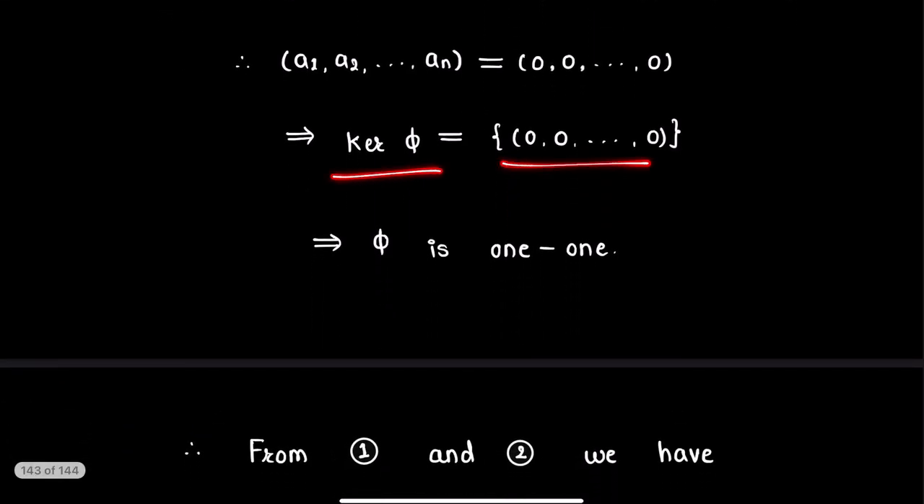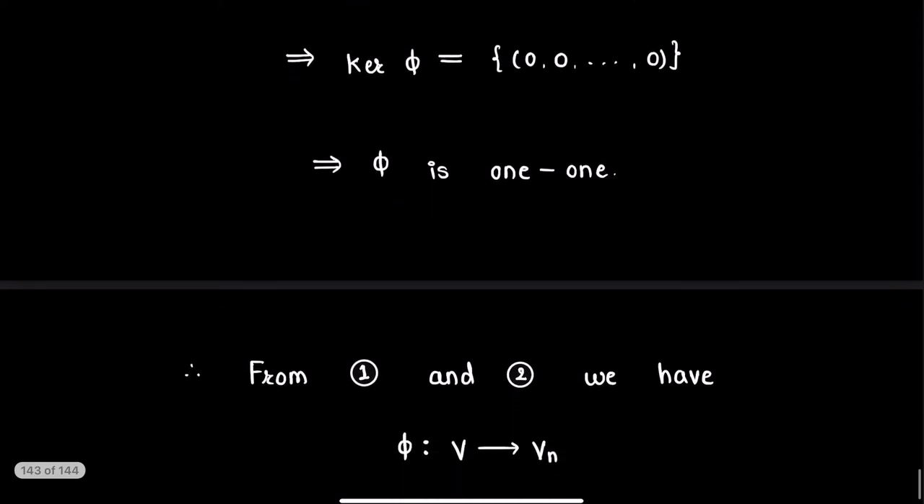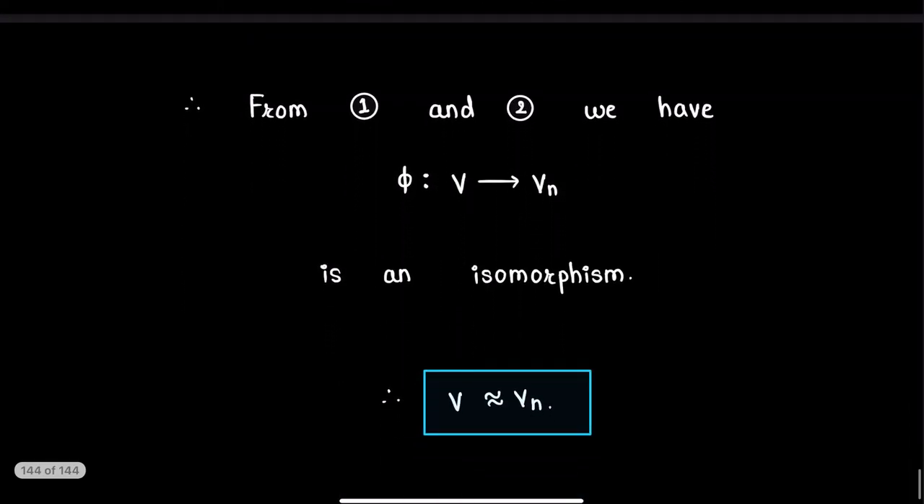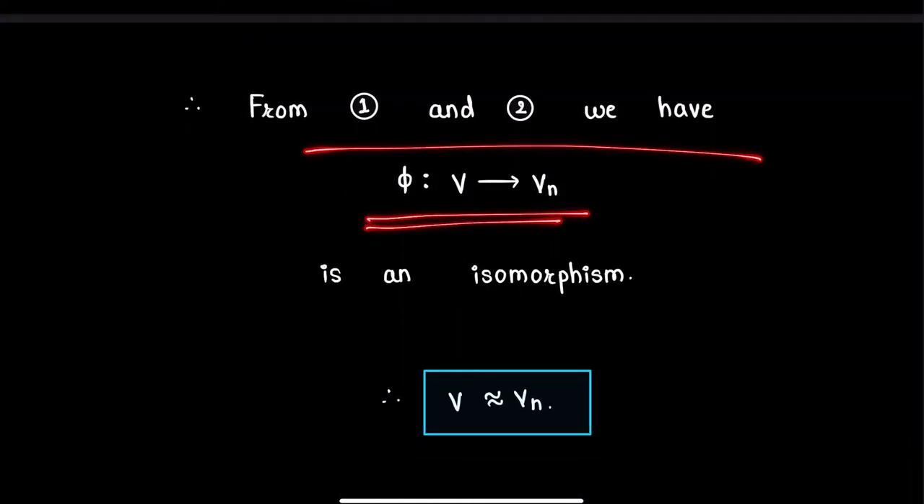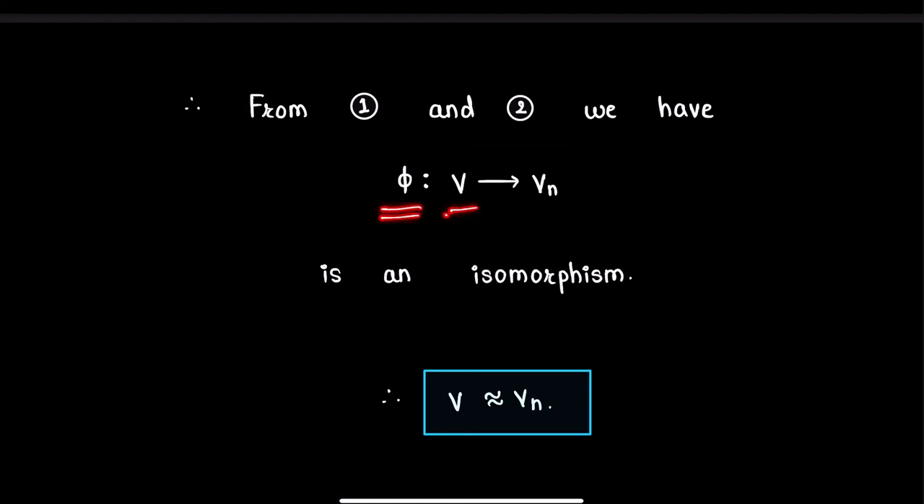So as kernel phi is singleton 0 vector, phi will be a 1 1 map, and therefore from 1 and 2 we have map phi from vector space V to vector space Vn is an isomorphism, and this shows that vector space V and vector space Vn are isomorphic, and this proves our claim.